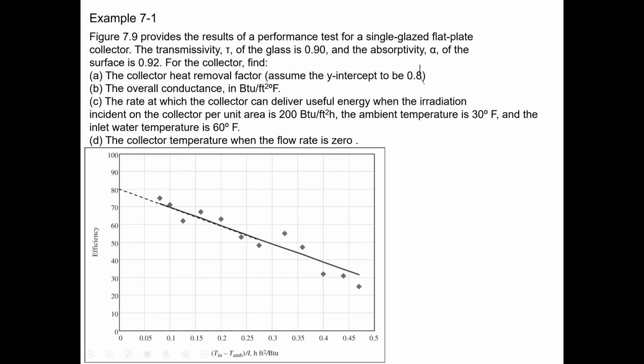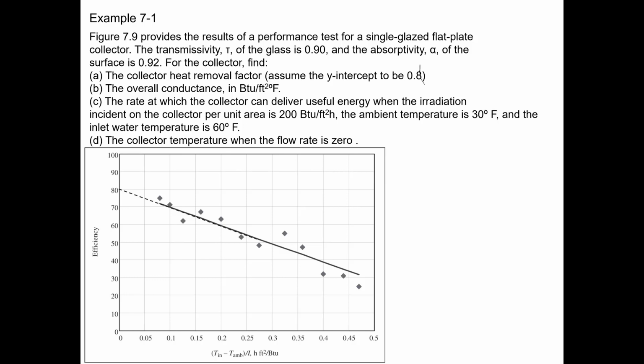So let's go ahead and do an example problem looking at the performance of a solar plate collector. This figure shows the results of a performance test for a single glazed flat plate collector. The transmissivity of the glass is given as 0.9, and the absorptivity of the surface is 0.92.